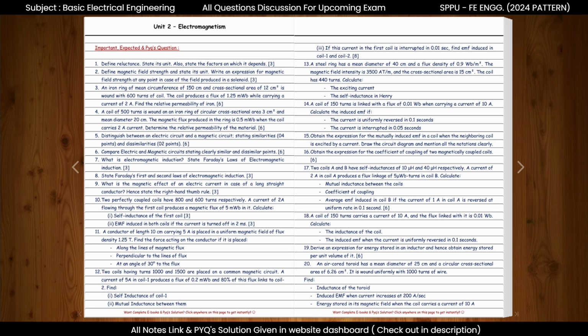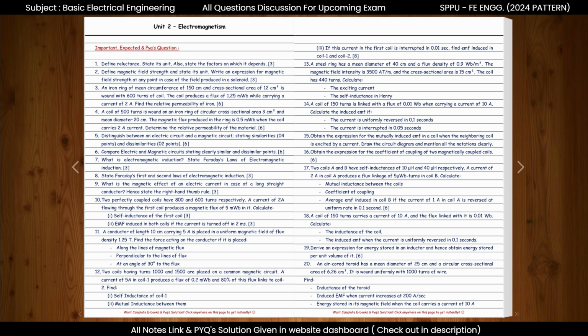Alright, let's move on to our next important topic, energy stored in an inductor. From this topic, we can expect questions such as, derive an expression for energy stored in an inductor and hence obtain energy stored per unit volume of it. The energy stored in an inductor is given by half L i squared. This energy is stored in the magnetic field around the inductor. Energy per unit volume is this energy divided by the volume of the magnetic field region.